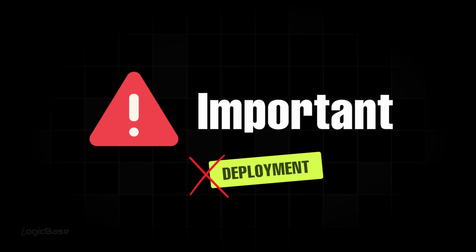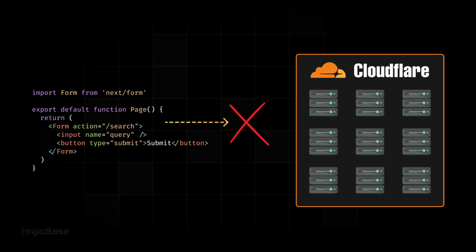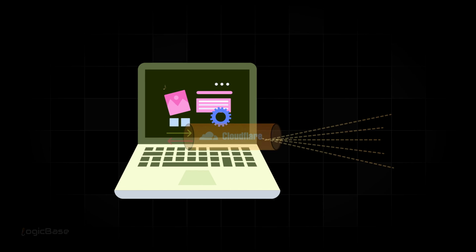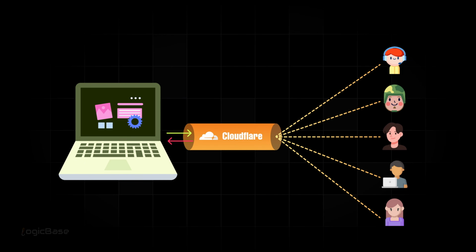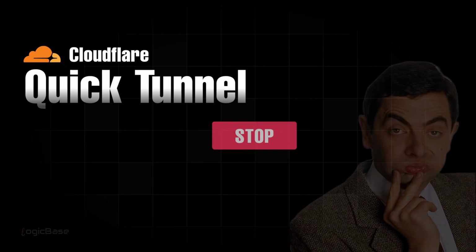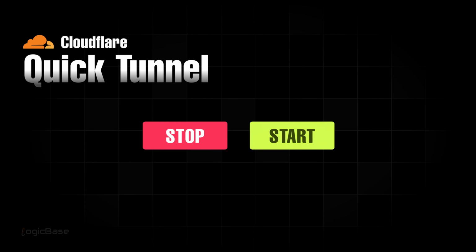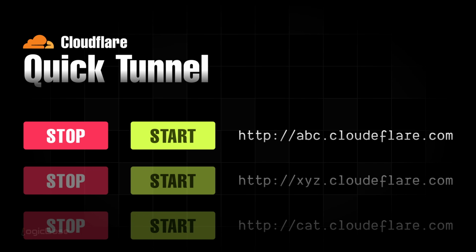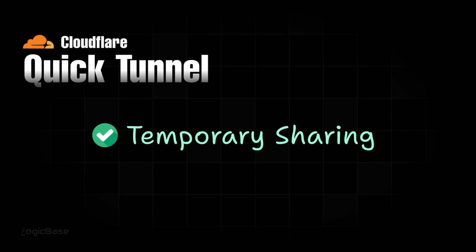One important point here. This is not a deployment, and your code is not uploaded anywhere. Your project is still running on your machine. Cloudflare only creates a secure route to your local server. Quick Tunnel has a limitation. It's temporary. If you stop the tunnel or run it again, most of the time you get a new URL. That's why Quick Tunnel is great for testing or temporary sharing. But it's not a permanent solution.